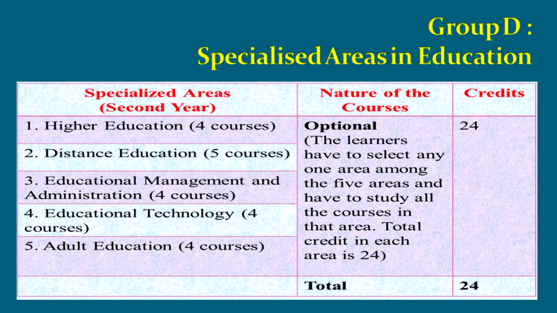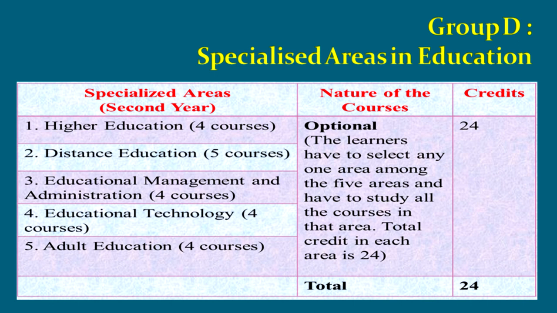What you have to do, the learners have to select any one area among the 5 areas and study all the courses in that area. Total credit in each area is 24. So friends, among these 5 areas, you have to select any one area. Let us say you have selected higher education as your specialized area in the second year. Under higher education, you will find 4 different courses and you have to study all the 4 courses. You need not study courses in other areas. Only you have to focus upon higher education. If you have selected distance education, you will find 5 different courses, and you have to study all the 5 courses under distance education.